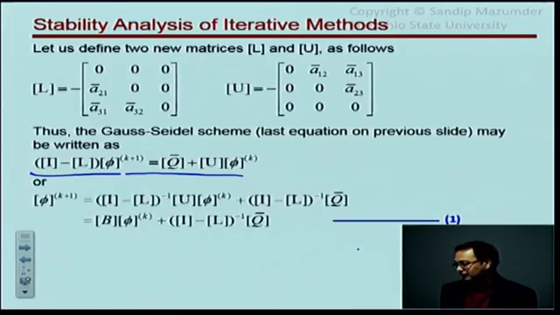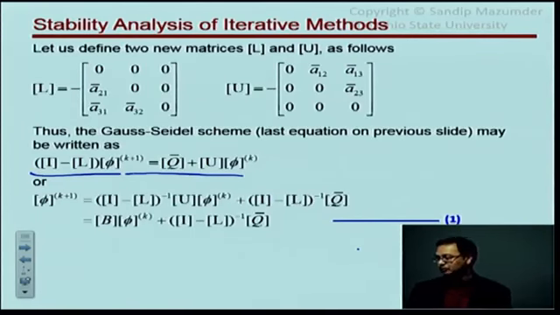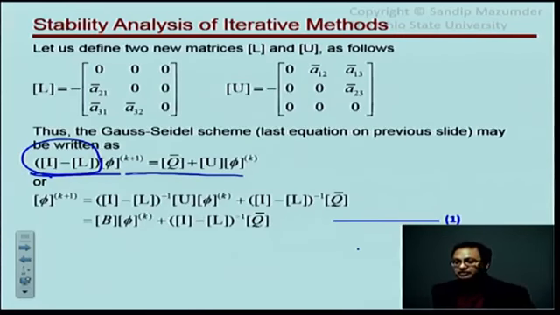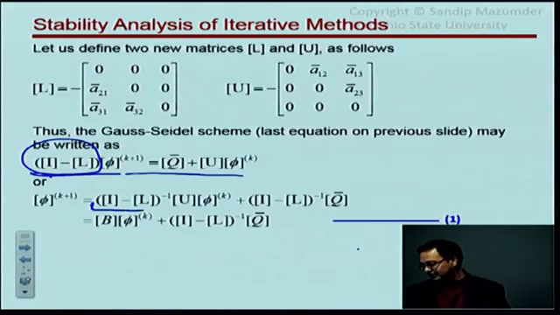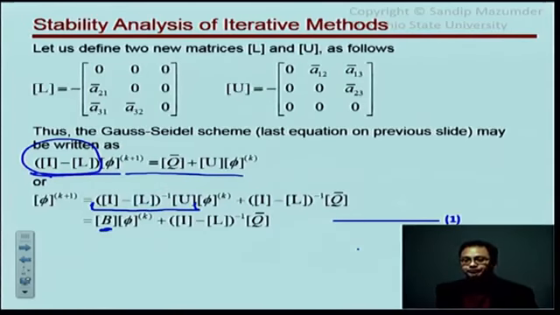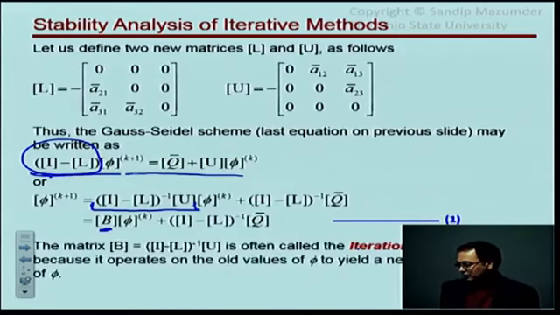Now in matrix notation I can say my phi k plus 1 is I minus L inverse times U times phi k. I'm basically taking this and multiplying with the inverse of that on both sides of the equation, and I get that. This matrix here, I minus L inverse times U, is denoted by B. That B is called the iteration matrix.